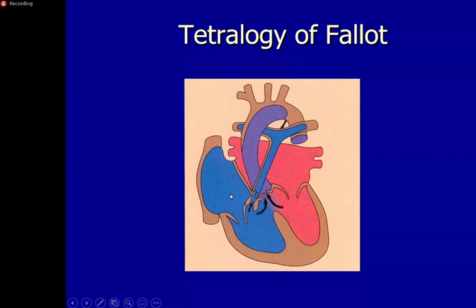So the 4 parts of Tetralogy of Fallot are that they will have a VSD, they have a pulmonary stenosis, then due to the VSD there will be overriding of aorta, and because of the pulmonary stenosis there will be right ventricular hypertrophy. So that is the Tetralogy of Fallot.